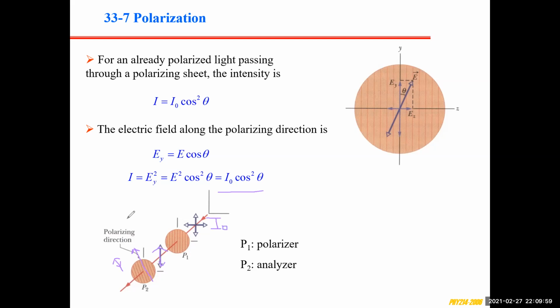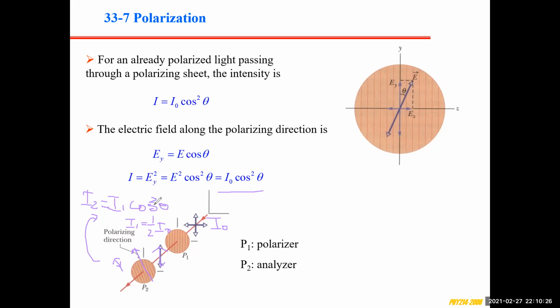After you pass through the first polarizer, I'm going to call that intensity I1, which will be 1/2 I naught. And the intensity after you pass through the second polarizer, I'm going to call that I2. So my I2 is whatever I1 is, times cosine theta squared.